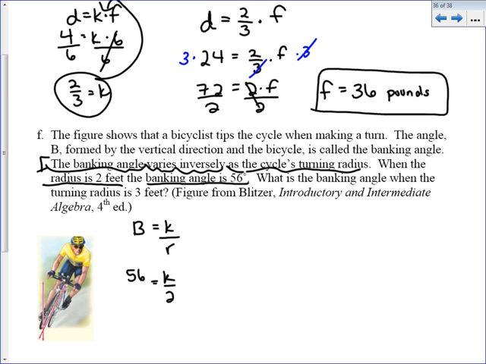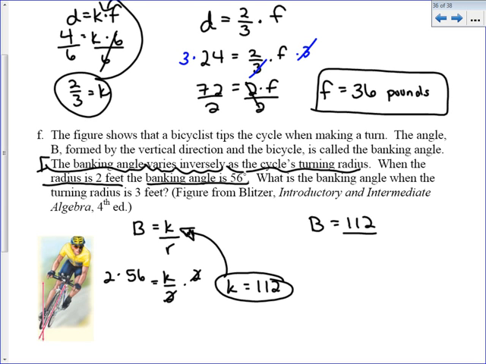How do I solve this one for K? Multiply both sides by 2. Number in the denominator, multiply both sides to get rid of it. So we know our constant of variation, K, equals 112. And we can take that K, put it back into our original equation. Now we've got our setup, we've got our K solved for, now we answer the question.